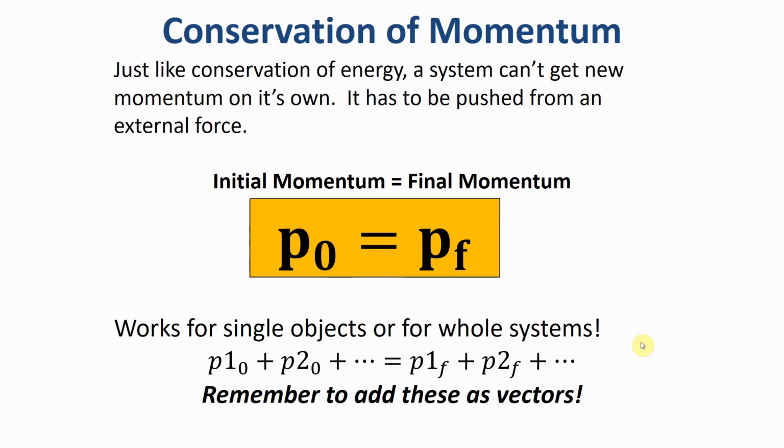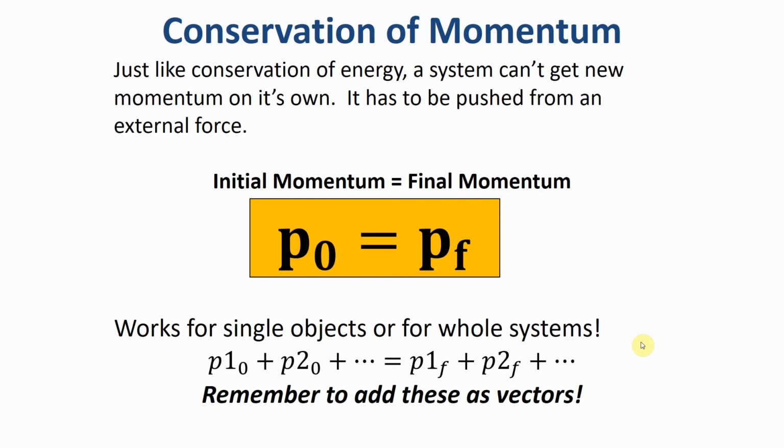Now, just like conservation of energy, a system can't get momentum on its own. So I want to now think about systems instead of individual objects. For conservation of energy, we really only talked about single objects. But for momentum, we want to talk about systems. Now, I can define energy as a system by adding up the energies of all the objects in my system. That can be great sometimes.